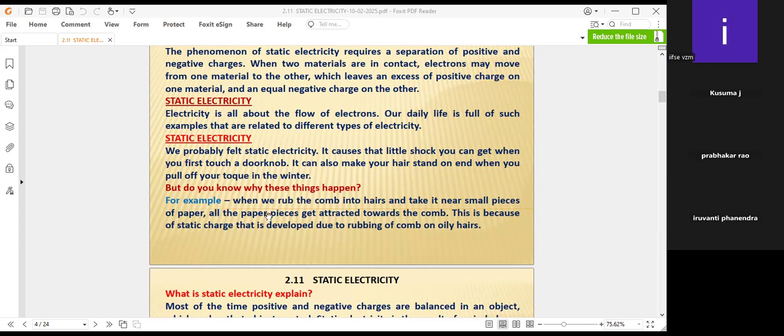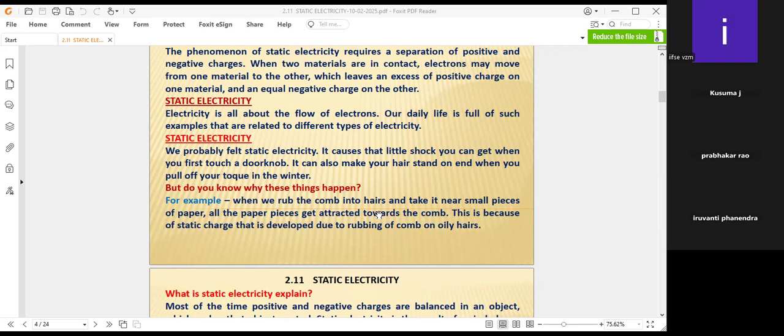For example, when we rub a comb in the hair and take it near small pieces of paper, all the paper pieces get attracted towards the comb. If you take the comb after a hair wash, that means after bathing your head, and then apply the comb on your hair, and bring that comb near the paper pieces, definitely the paper pieces are attracted towards the comb. That means the charges are separated in the comb after rubbing on your wet hair.